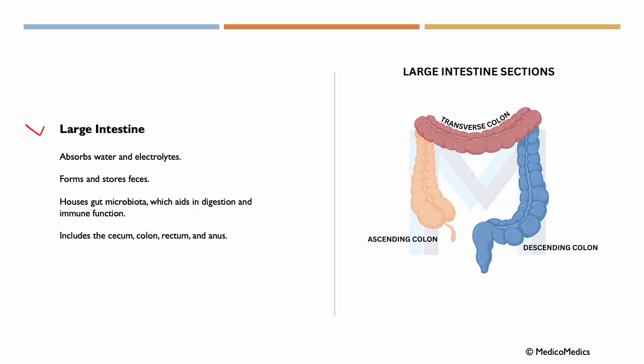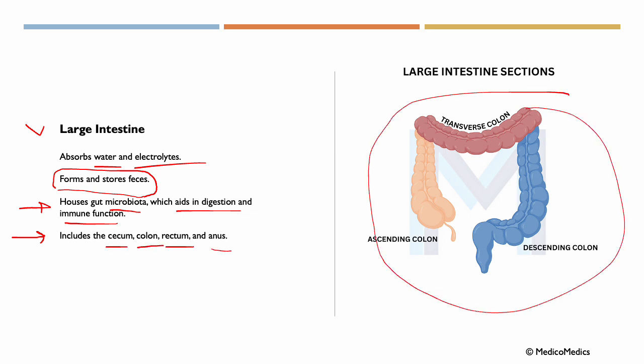Now then to the large intestine. Here, water and electrolytes are mainly absorbed. It forms and stores feces. It houses gut microbiota, which aids in digestion and immune function. The large intestine includes the cecum, the colon, the rectum, and the anus, as you can see here. And this little thing here is the appendix.